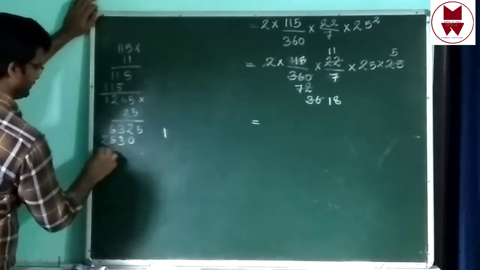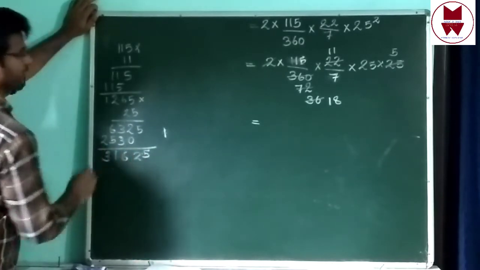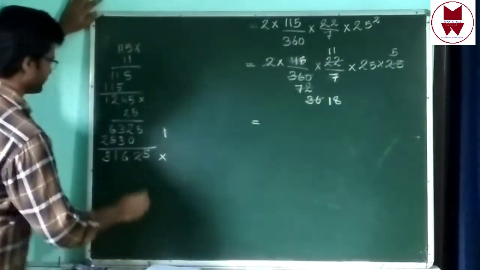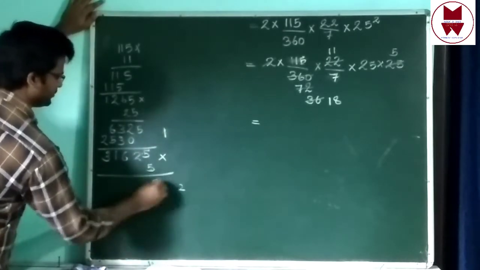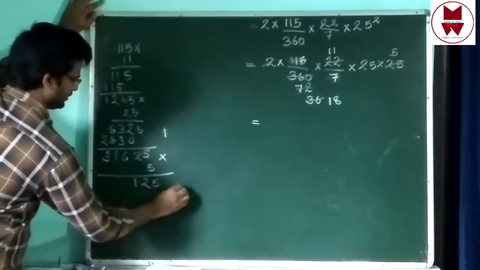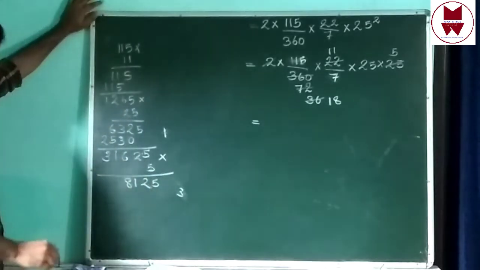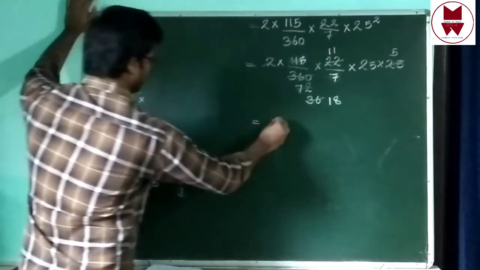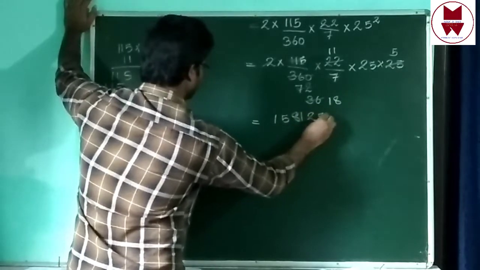Then into again one more number is there, that is 5. Into 5 also. 25, remainder 2. 10 plus 2, 12. Remainder 1. 30 plus 1, 31. 5 into 1, 5 plus 3, 8. Then 15. You'll get 158125.